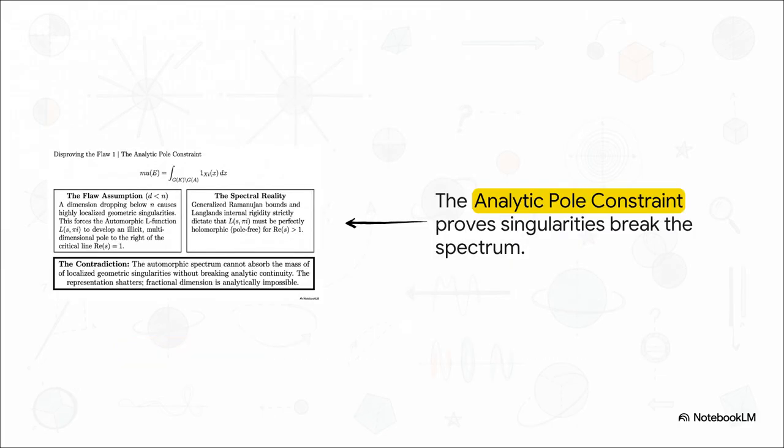And here is exactly why that divergence is strictly illegal in the math. If the dimension drops below n, it forces the automorphic L-function to develop a multidimensional pole, a singularity, just to the right of the critical line. But generalized Ramanujan bounds dictate that for any valid representation, the L-function must remain perfectly holomorphic. That means it has to be completely pole-free and smoothly continuous in that region. The spectrum fundamentally shatters if it tries to absorb this geometric singularity.